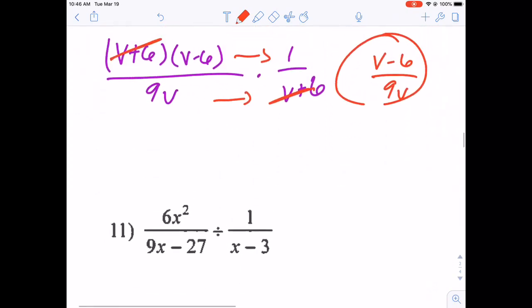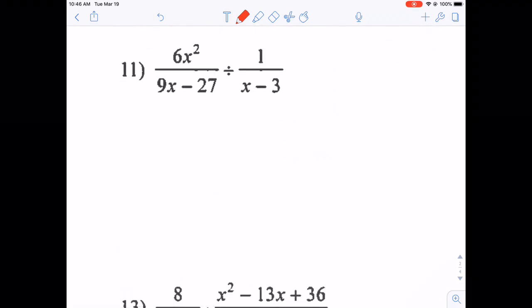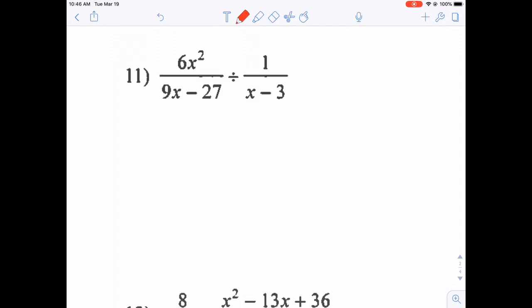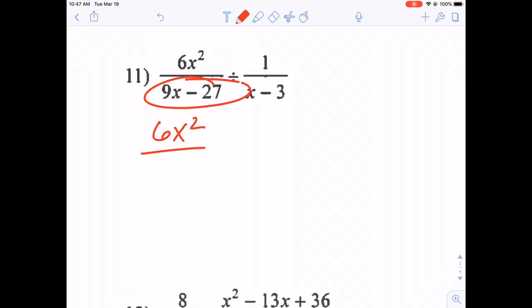Number 11. Number 11 is a division problem. So the first thing we're going to do is copy dot flop. And at the same time, I'm going to factor. So look at the numerator, because there's only one thing that needs to be factored here. This is the only piece that needs to be factored. So 6x squared divided by, and now I'm going to factor out a 9, which is going to give me x minus 3. So there's my copy. Change it to a dot, and then a flop.